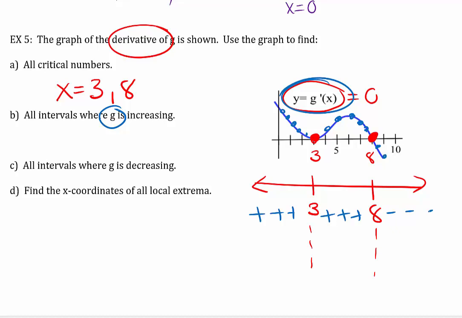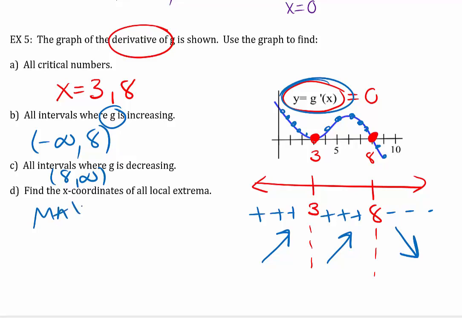Because this is a graph of the derivative, the positive y values tell me the function is increasing. The negative tell me it's decreasing. So where is it increasing? We're going to say from negative infinity up to 8. Where is it decreasing? From 8 to infinity. And as far as local extrema, again, I'm going to look at the table that I made. I have a max at x equal 8, and my other critical number, x equal 3, is not a local extrema.